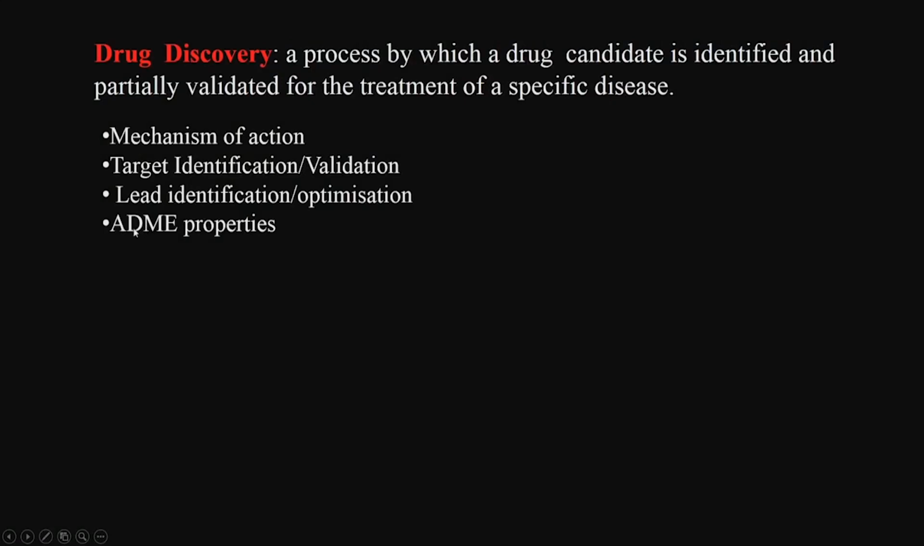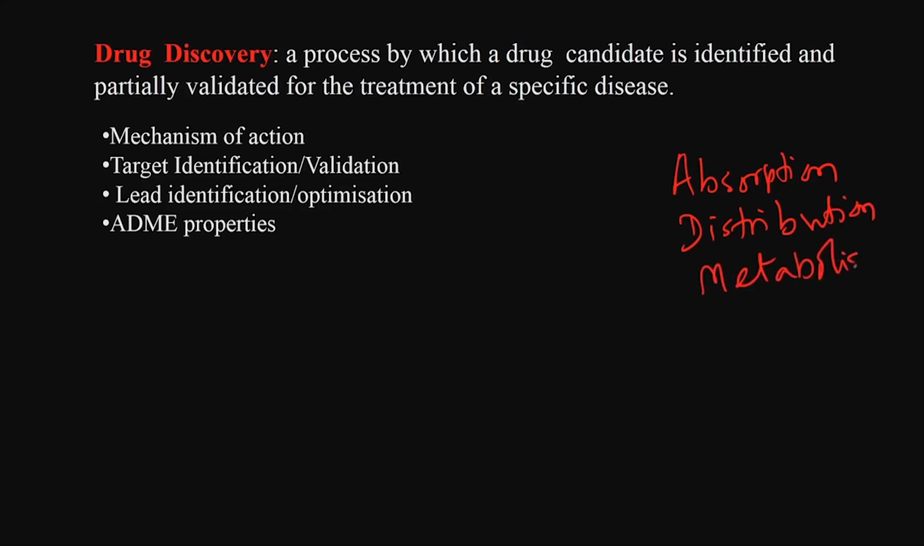This is called ADME. That means A refers to absorption, D refers to distribution, M refers to metabolism, and E refers to excretion. Let me write down: absorption, distribution, metabolism, and excretion. That means the drug has to get absorbed into my stomach. Okay, mostly if it is an oral drug, it goes to the GI tract, that means the gastrointestinal tract, gets absorbed, then it gets distributed inside your bloodstream.